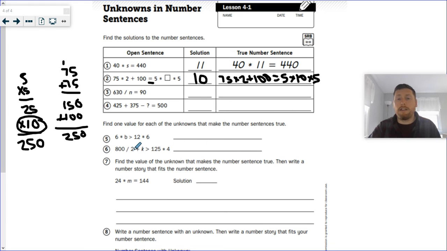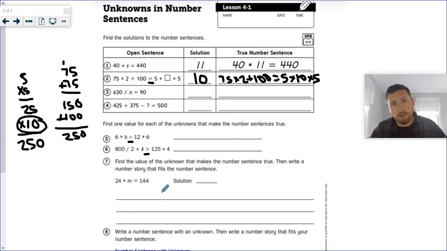Number 5 and 6, again, same thing, except this one has a greater than, so this has to be greater than this. And then finally, this side over here with the K has to be greater than this side over here. Mr. Collins, 125 times 4, I don't know how to do that. Break it up. 125 plus 125, get that answer. And then 125 plus 125, get that answer. Add them together.